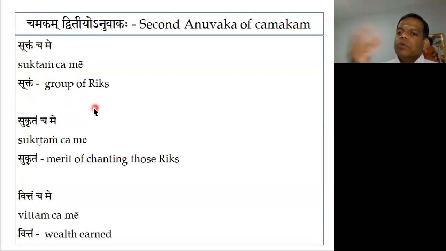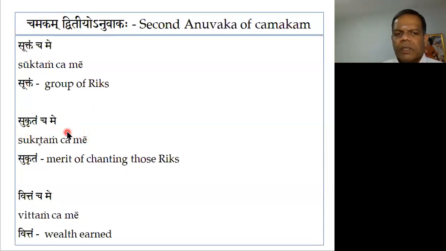So we are asking that even the Suktams which we chant and study, let them be beneficial. Let me learn Suktams which are beneficial. That way also we can say Suktam chame kalpatam. The next mantra is Sukritam chame.